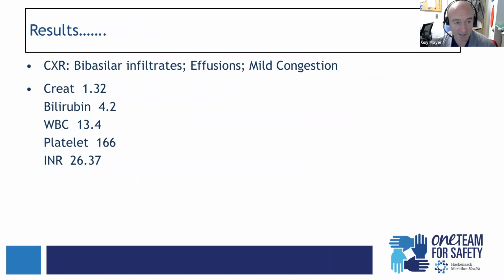So they did a chest x-ray on the patient, showed some bibasilar infiltrates and effusions and some mild congestion. The lab values that came back: a creatinine of 1.32, a bilirubin of 4.2, a white blood cell count of 13.4, a platelet count of 166, and an INR of 26.37. So we're not advanced practitioners and we're not physicians, so we're not asking you to memorize all the lab values, but you need to do your chart review so that you can look and see if there's anything identified, and the lab will usually call you with any abnormal lab result.